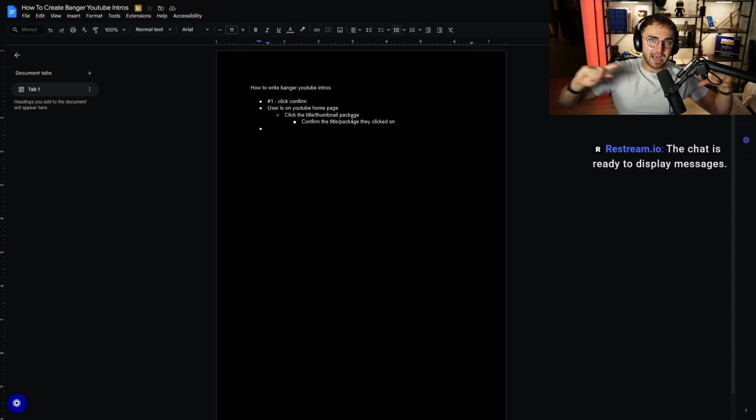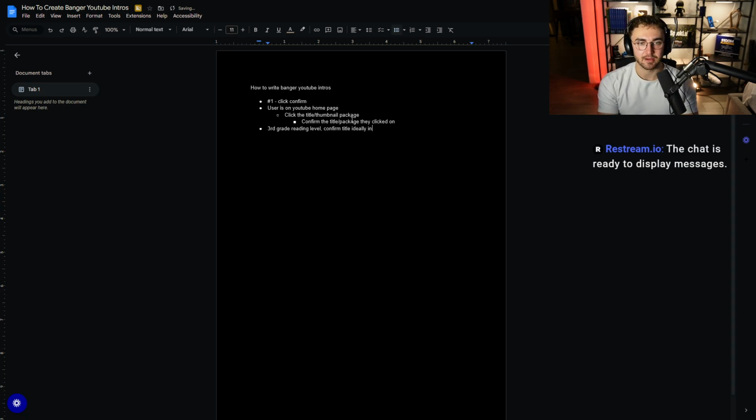Title says, smashing a Ferrari, Mr. Beast. This is a Ferrari, and this is my hammer, and we're going to smash the Ferrari. So 3rd grade reading level, confirm title, ideally in same words.